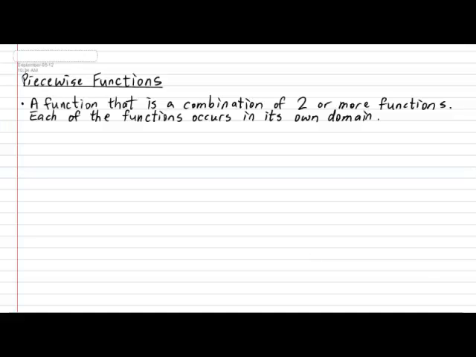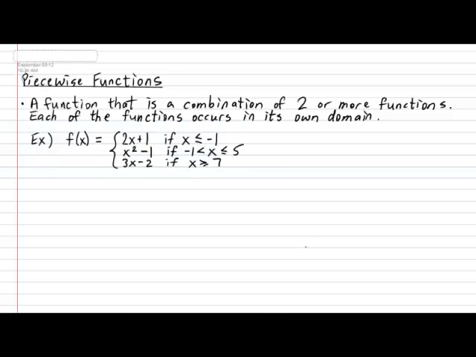Here's an example of how a piecewise function is written. Notation-wise, in this example, the piecewise function f of x equals, and you mark down the three different pieces or functions that make up f of x. In this case, f of x is made up from 2x plus 1, x squared minus 1, and 3x minus 2. Three different functions, kind of like puzzle pieces, that make up one huge piecewise function called f of x.